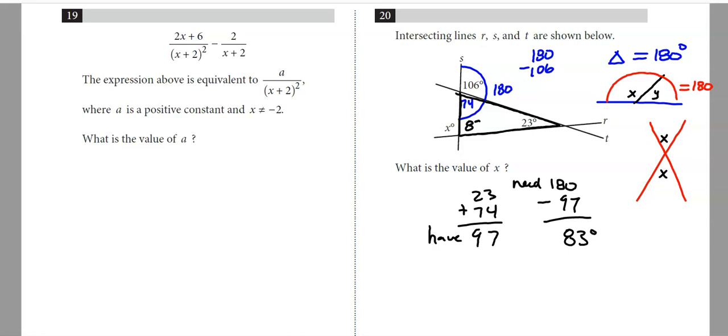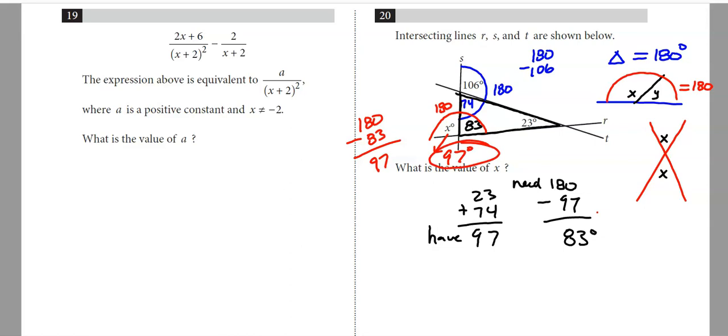So that's 83 degrees. Now I can use a straight line to jump back out, because that x and 83 have to add up to 180. So 180 subtract 83, and you actually get 97 back. We kind of just undid what we did. So the answer to this question is 97 degrees.